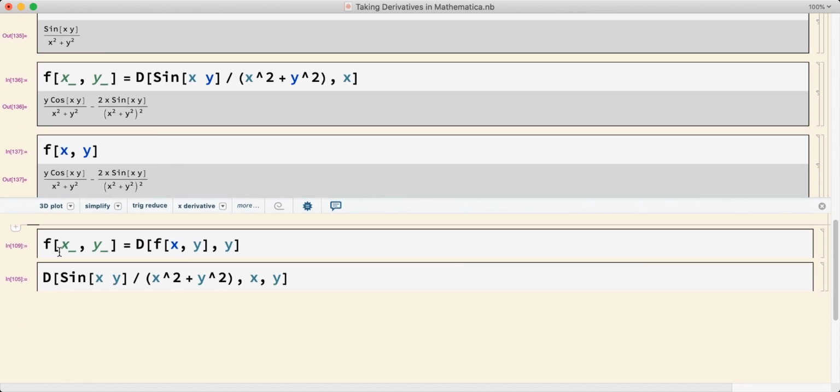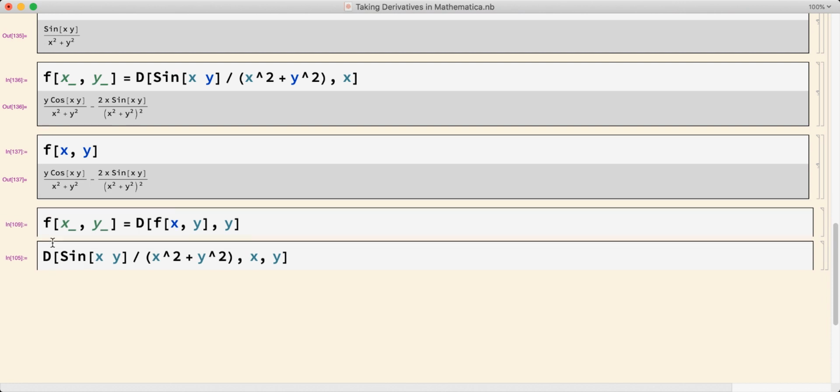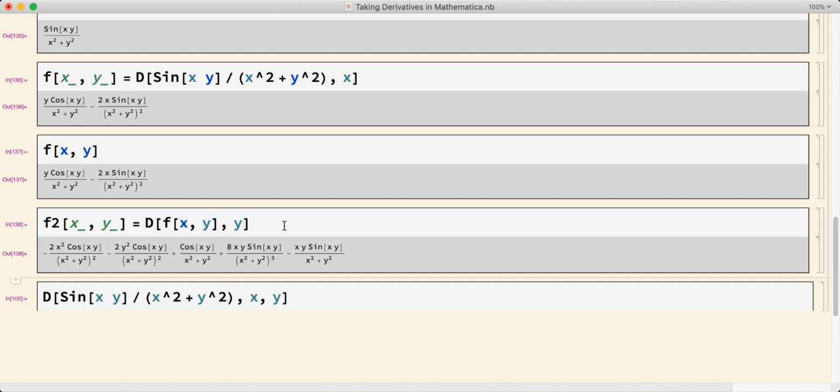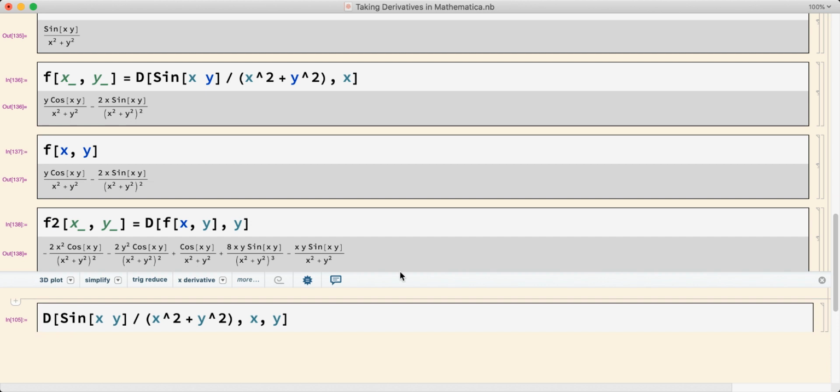Now what I'm going to do is I'll call this f2 here. Okay, I'll take the derivative of this function, which I just saved, and now I'm going to take the derivative of that with respect to y. Okay, so I'm going to take the derivative of this function that I just saved as f here, and I'm going to take the derivative with respect to y instead of x. Okay, so here you can see the output is a fairly long expression.